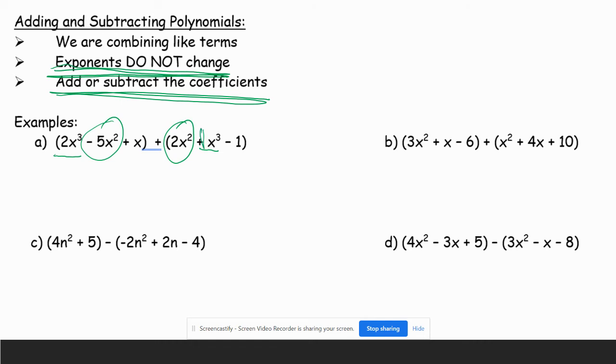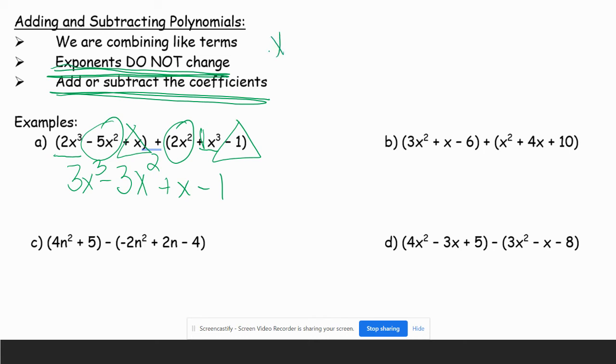This is a 1 in front of that x cubed, so 2 plus 1 is 3x to the third. Negative 5 plus 2 is negative 3x squared. Now, the x and the minus 1 do not have like terms, so we're just writing that down, plus x minus 1.